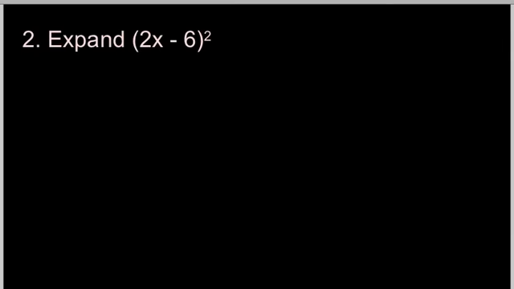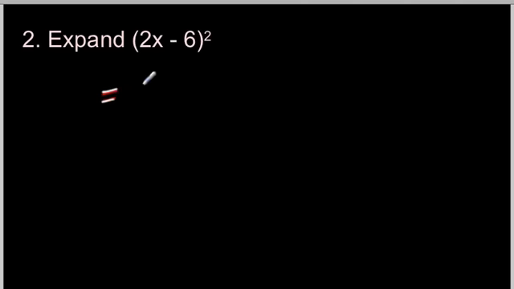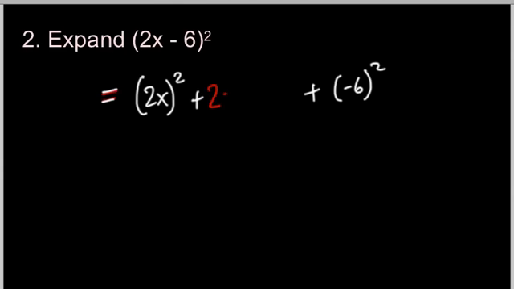Okay, so number 2. We have to expand (2x minus 6) squared. This is a very easy question. The way to do it is you take the first term and square it, and the last term and square that, and the middle term is plus 2 times the first term times the last term. That's always the structure when you're expanding a square.